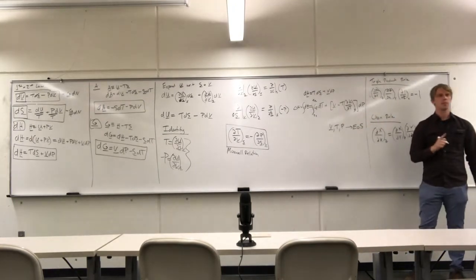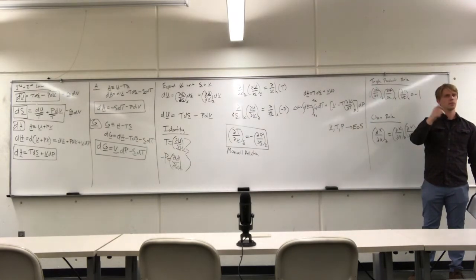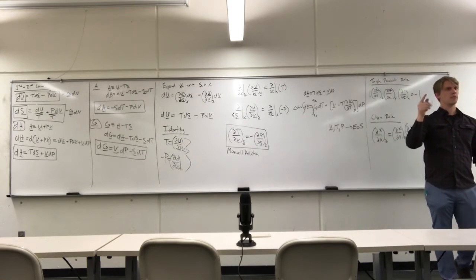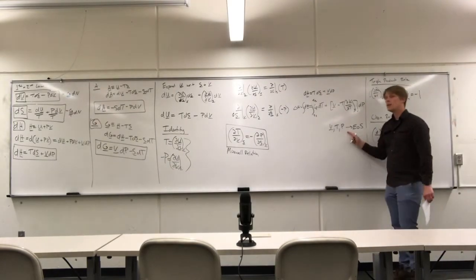Can someone give me an example of an equation of state? Ideal gas law. What's another one? Van der Waals. What are some other ones? Virial. Cubic equation of state. Cubic is a class. We've got Peng-Robinson, SRK. I don't know where the S, R, and K come from.